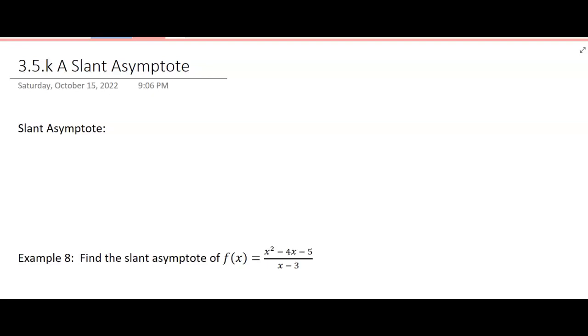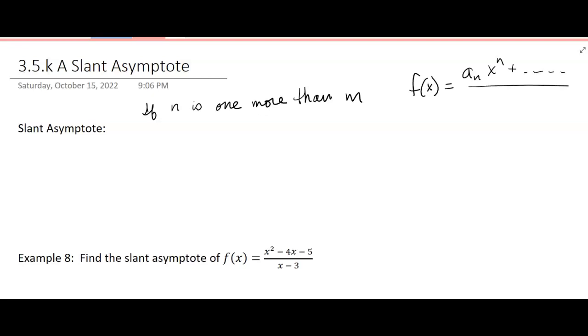And so there's one thing we haven't told you about yet with the asymptotes, and that's called a slant asymptote. We only get a slant asymptote if n is one more than m. So we're talking about the degrees of the polynomials. Remember we had f of x equals a sub n x to the nth, and so on, over b sub m x to the mth plus so on.